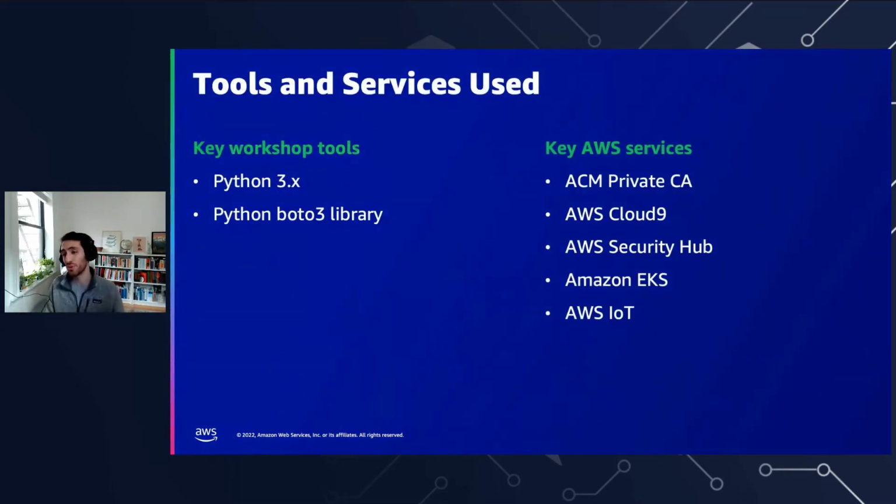So let's talk about what tools we're using within this workshop. We're going to use Python and the Python Boto3 library throughout the workshop. And the key AWS services that we'll be utilizing are ACM Private Certificate Authority, AWS Cloud9, Security Hub, Amazon EKS, and IoT Core.